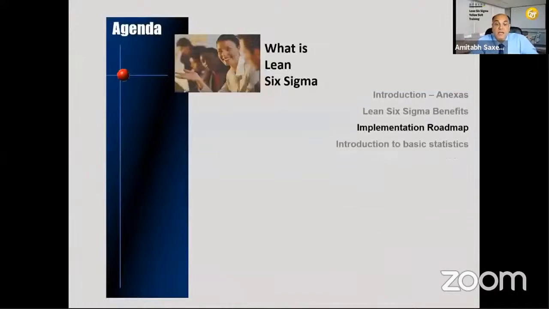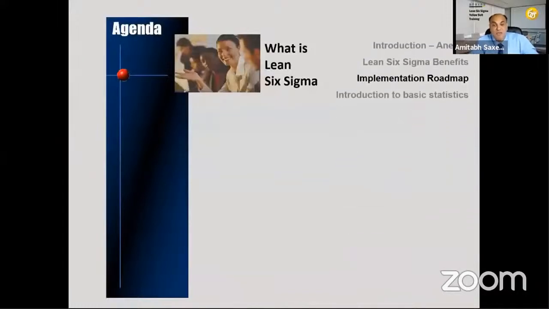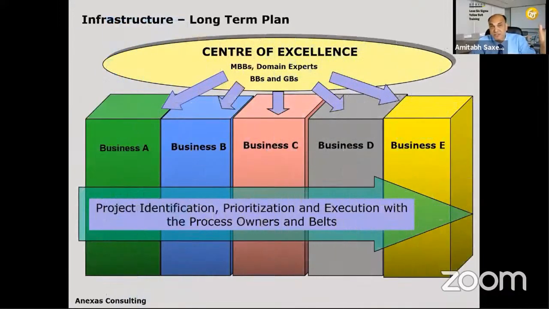So I'm going to talk about the Lean and Six Sigma implementation roadmap. I'll give you 4 or 5 phases which are important to implement Lean and Six Sigma in an organization. And I'll keep taking some examples from various industries and companies where I have implemented Lean Six Sigma.